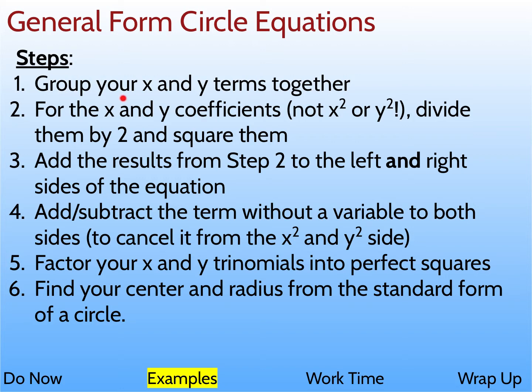Step 1, you're going to group your x and your y terms. For the x and y coefficients, not the x squared or y squared ones, you divide by 2 and square them. Whatever results you get for this step, you add to both the left and right side of the equation. Then you add and subtract the term without a variable to both sides, cancel it from the left and the right. You factor your x and y trinomials into perfect squares, and you find the center and radius using the formula we had before. Obviously that looks a little confusing, so let's actually do an example.